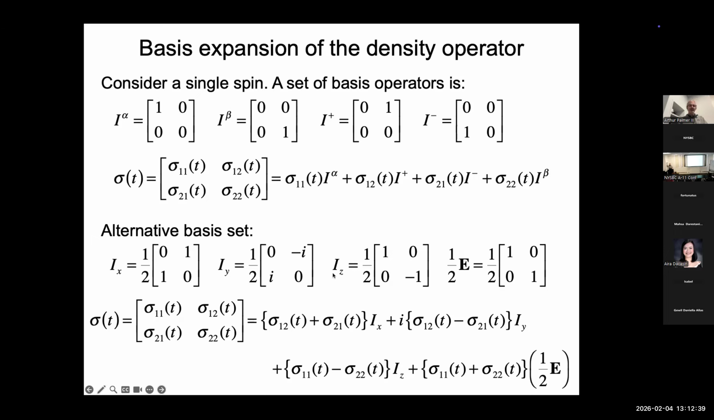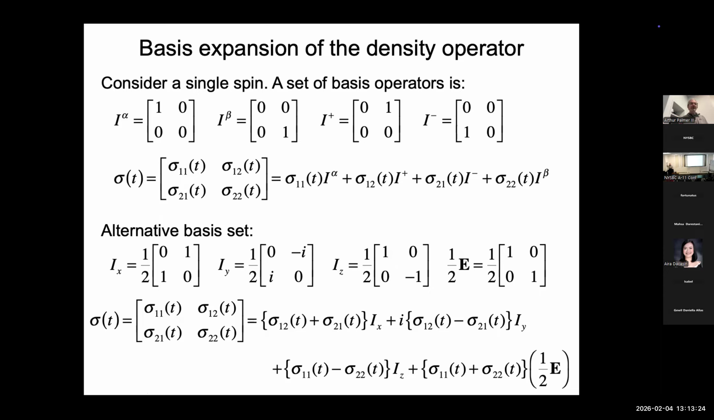Or, with a little algebra, I could convince myself that this same matrix could be written using a different set of operators, where I end up with sigma 1 plus sigma 2 times Ix, and then plus i times sigma 1 minus sigma 2 times Iy, and so on and so forth. And you can convince yourself with a little algebra that this is an equally good representation of this matrix. So I have 2 different sets of what I would call basis operators here.